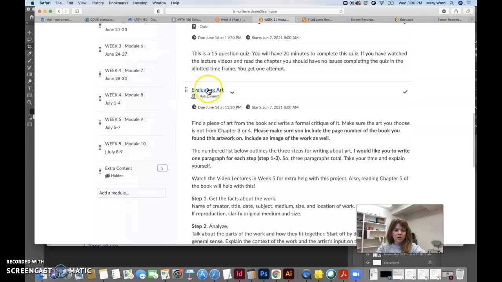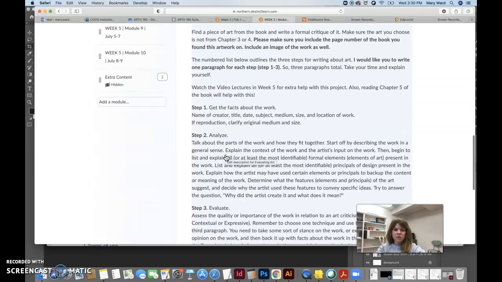The evaluating art assignment, you basically pick a piece of art from the book and write a formal critique of it. Make sure you choose a piece of artwork that's not from chapter 3 or 4. Include the page number of the book that you found the work on, and include an image of the work to accompany your writing as well. So just embed that into your Word document or your Google Doc, and just make sure to give me the page number as well. And don't pick from chapter 3 or 4.